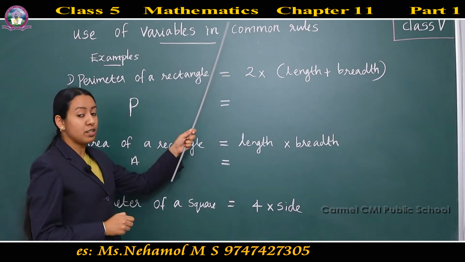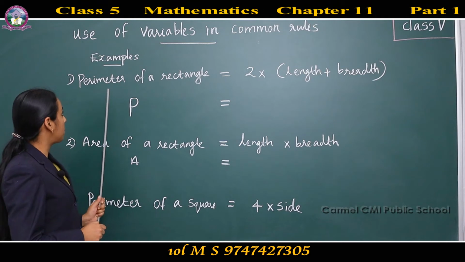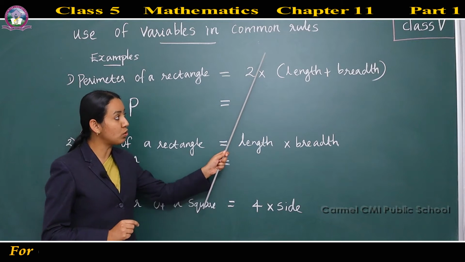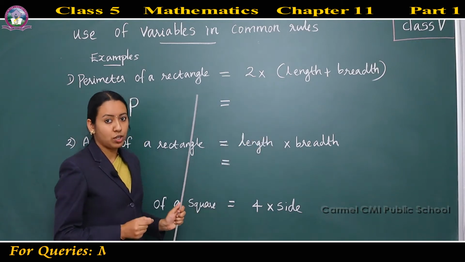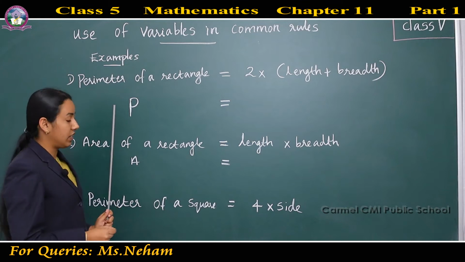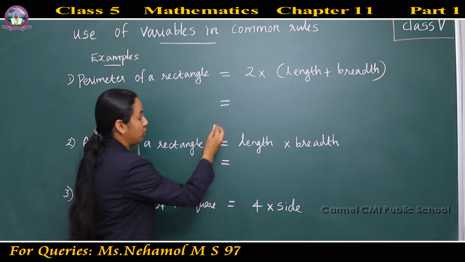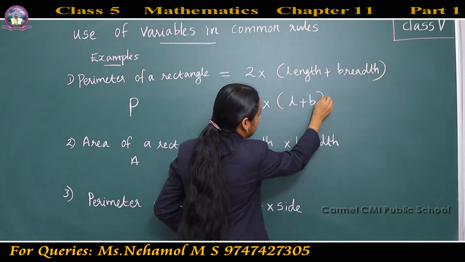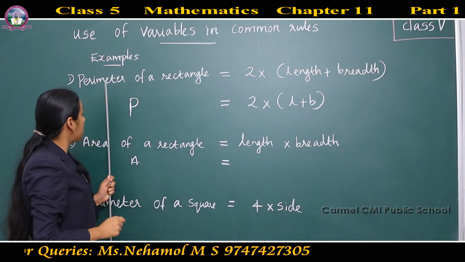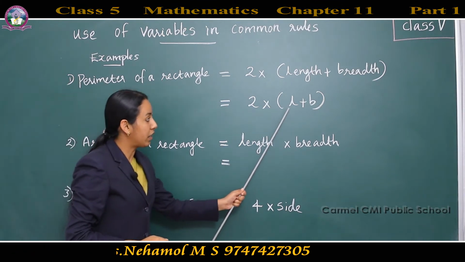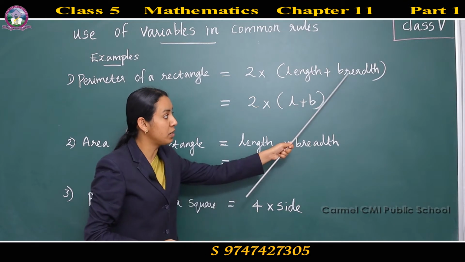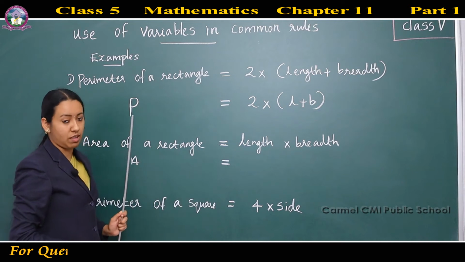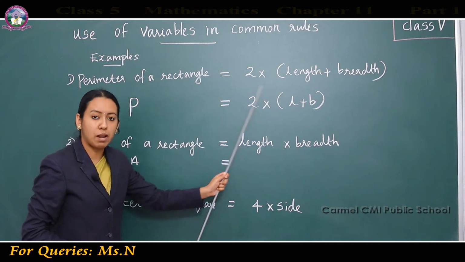Use of variables in common rules. Let us go through some examples. We know that the perimeter of a rectangle is equal to 2 into (length plus breadth). Using variables, we can represent it as P equal to 2 into (L plus B), where P represents the perimeter of the rectangle, L represents length and B represents breadth. So, using variables, we can represent the formula this way: P = 2 × (L + B).